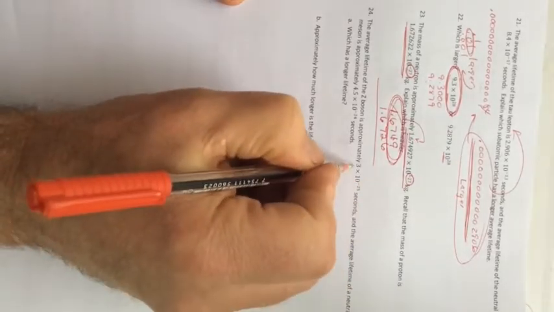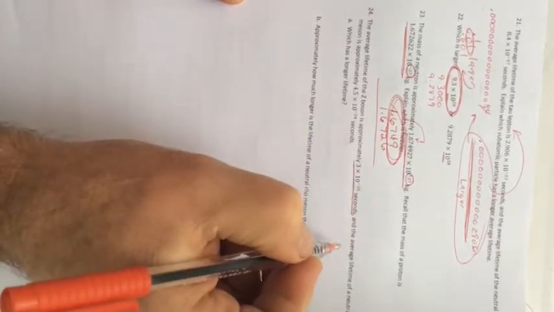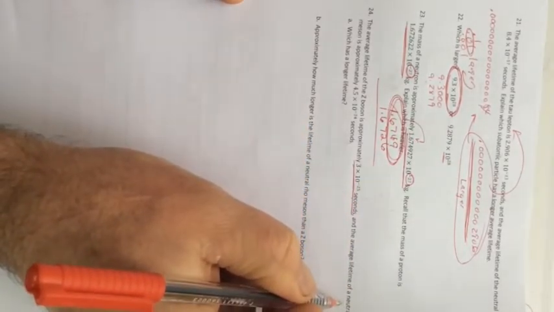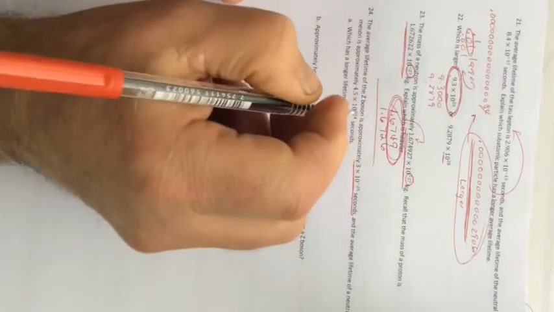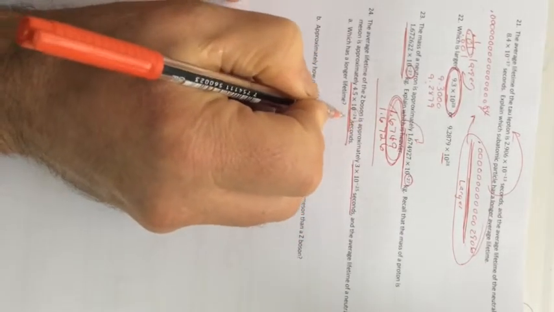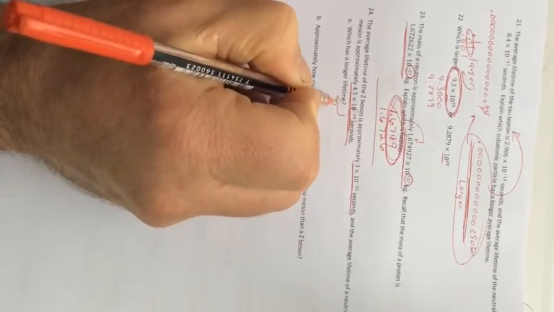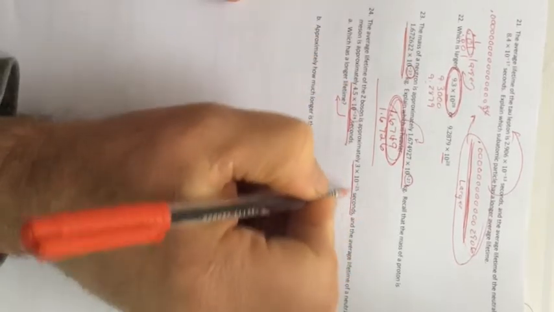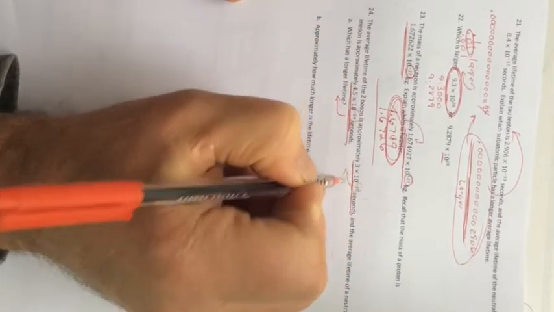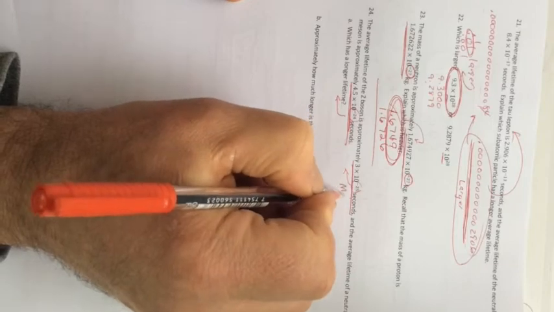The average lifetime of the Z boson is approximately this many seconds, very small. And the average lifetime of a neutral Rho meson is approximately this many seconds. Which one has a longer lifetime? So this one has 24 decimal moves, so it has 23 zeros in front of it. This one has 24 zeros in front of it. This one has more zeros.